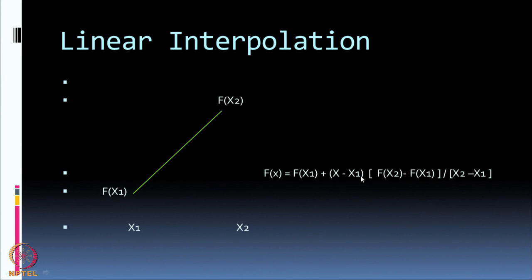When x is equal to x2, this is x2 minus x1, there is a denominator x2 minus x1, both of them cancel. All that remains is f(x2) minus f(x1), f(x1) cancels with this f(x1), and the function becomes f(x2). When x equals x2, the function is f(x2). When x equals x1, the function is f(x1). At all intermediate points, my function is defined through this formula.